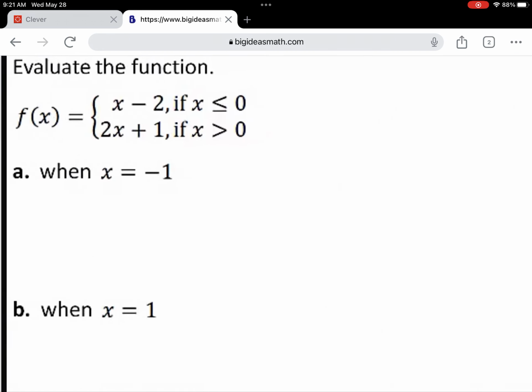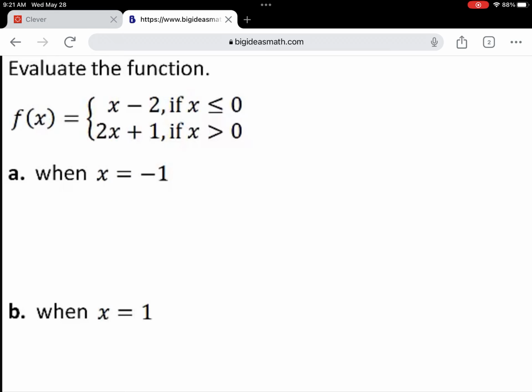Evaluate the function f of x equals x minus 2 if x is less than or equal to 0, and f of x equals 2x plus 1 if x is greater than 0. Part A, when x equals negative 1.